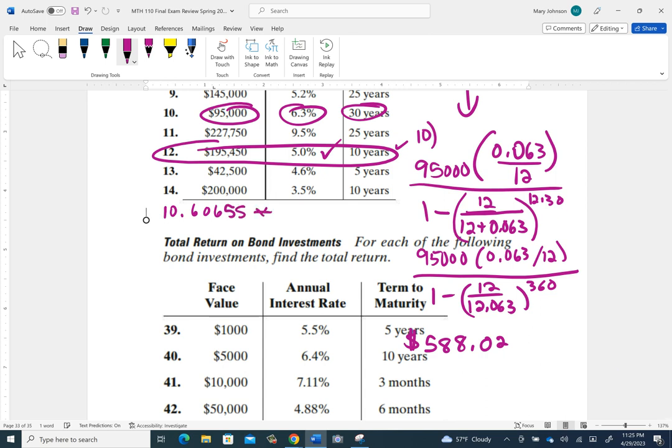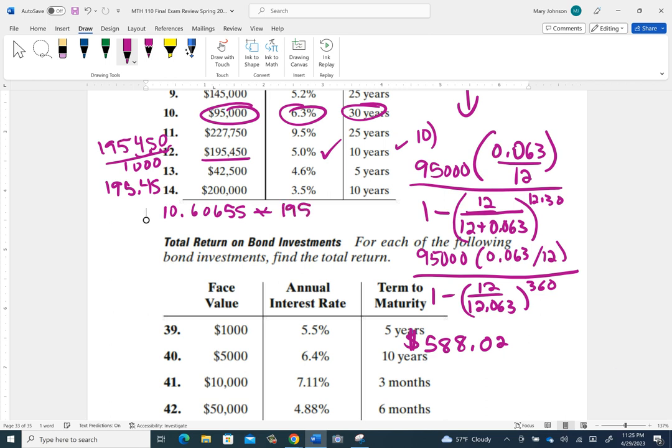And the hard part here is when you multiply, you need to multiply by how many thousands that is. You can take that and divide by 1,000. If you have trouble with moving the decimal, you're not sure what to do, just divide by 1,000. It's 195.45. The decimal goes 3 places to the left. So multiply by 195.45, and you'll have it.